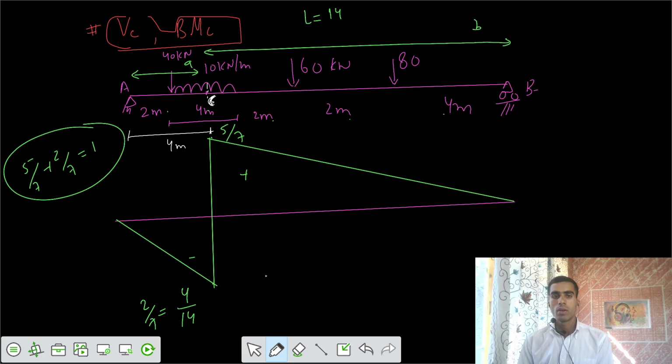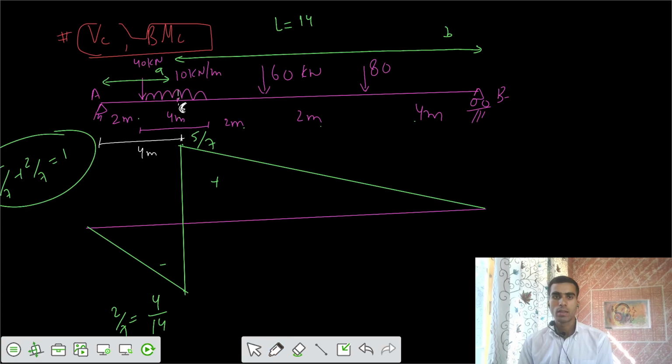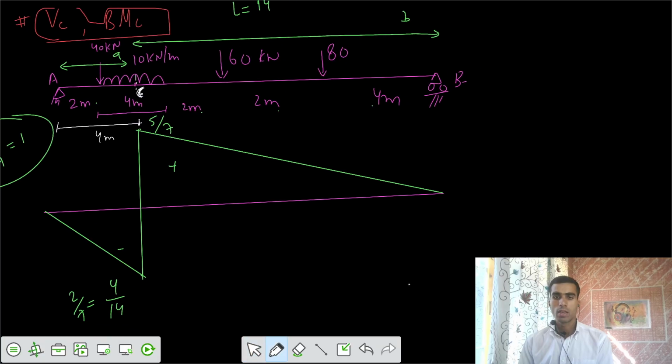Okay, now the loads are fixed for this case. For this problem, loads are fixed. Now we have fixed the load condition.